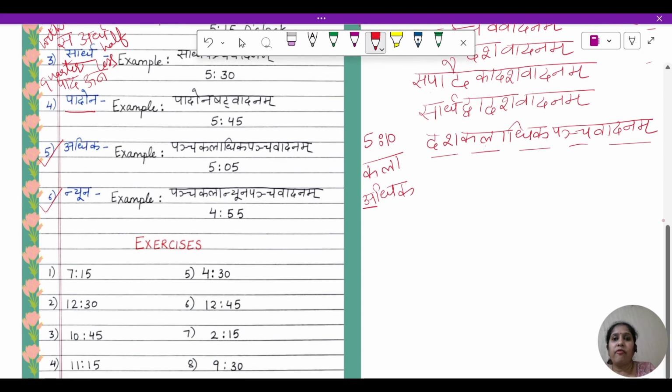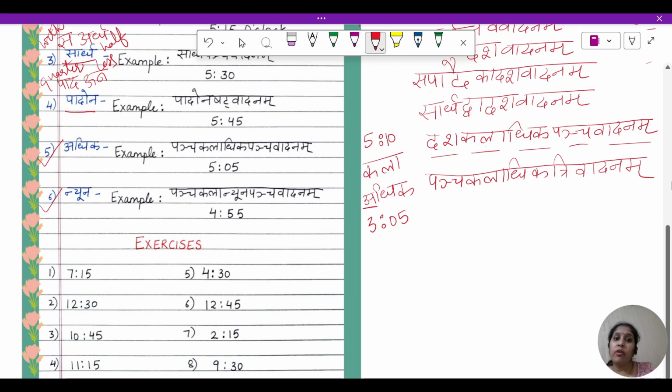So similarly, suppose we write 3:05. I want to say 5 minutes more than 3 o'clock. So 5 we say as panch. Minutes we say as kala. And now we are talking about more, so we'll be writing adhikam. And 3 o'clock we say as trivadanam. I am hoping it was easy. So it became Panch Kala Dhik Trivadanam: 5 minutes more than 3 o'clock.